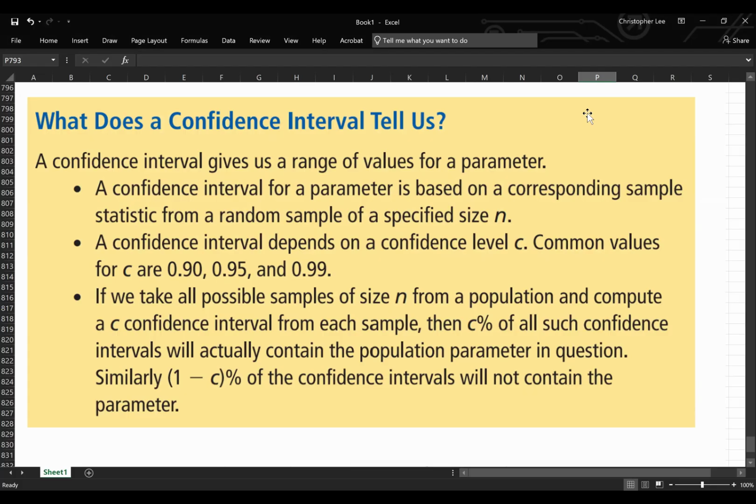A confidence interval depends. Hold on one second. This pollen is killing me right now, yo. I'm sorry about that, y'all. Sorry about that. All right.